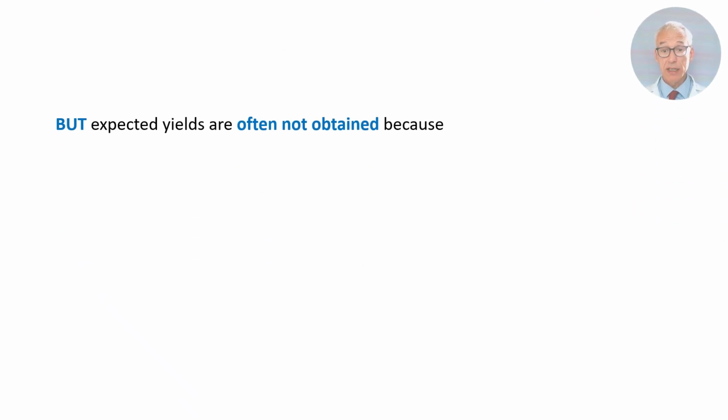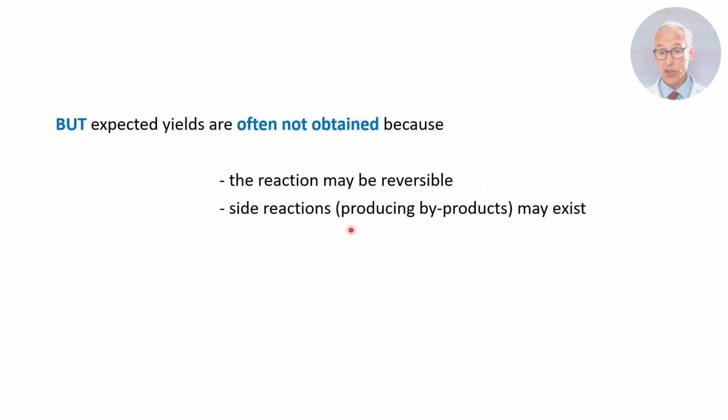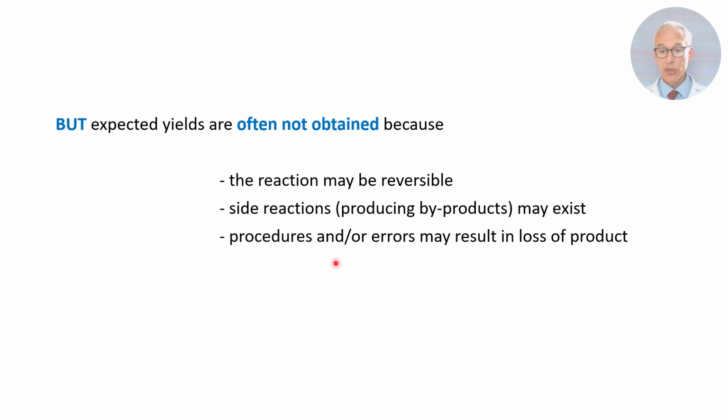But expected yields are often not obtained for a small number of reasons, which I'm going to list here. The reaction may be reversible, that is, some of the product may be converted back into reactants. Side reactions producing byproducts may exist. Procedures and/or errors may result in the loss of product. A student in the school laboratory may drop some crystals rather than transferring them into the weighing boat.